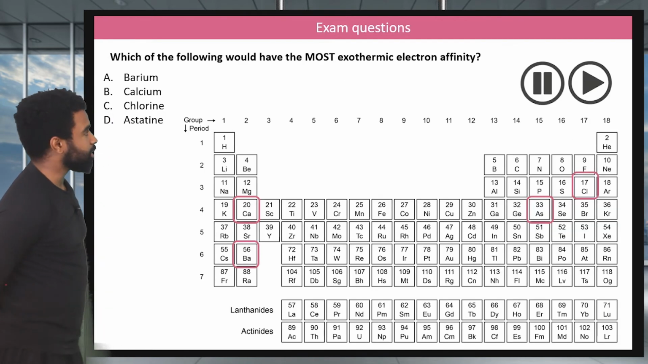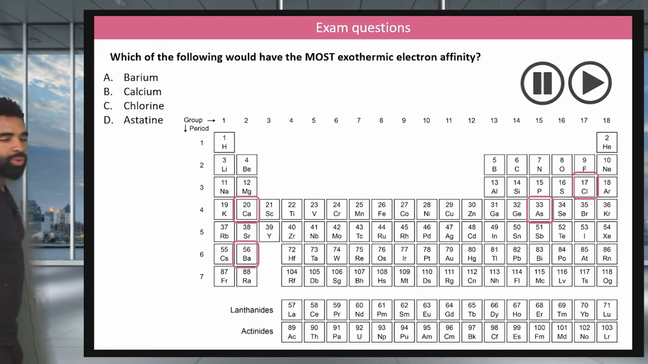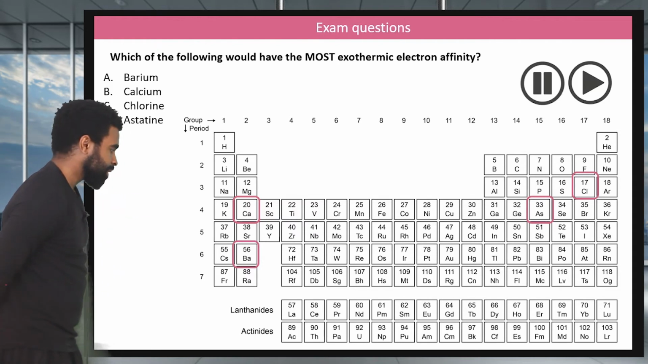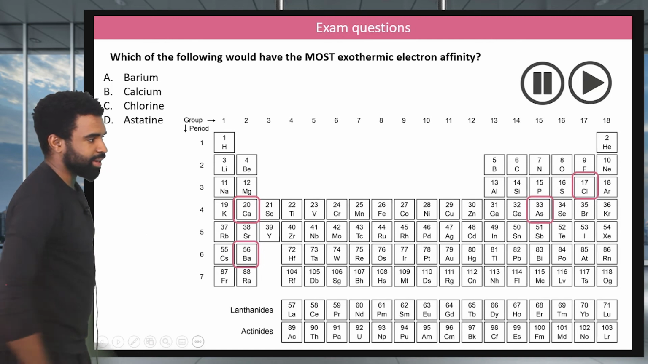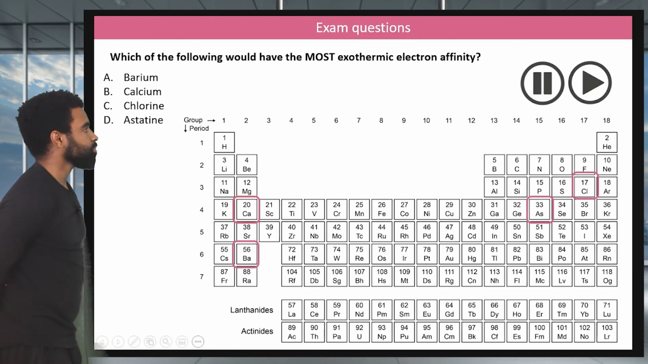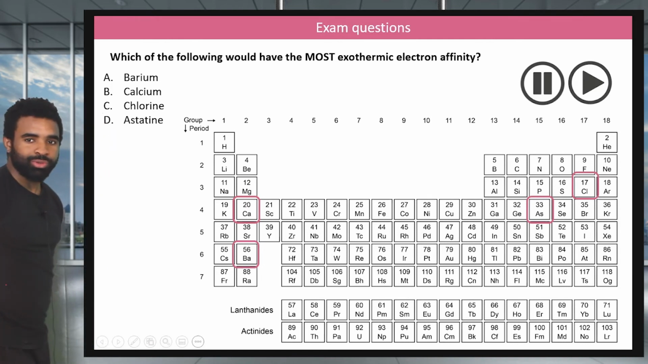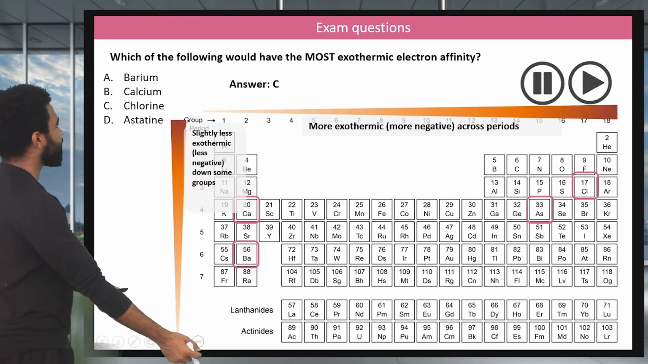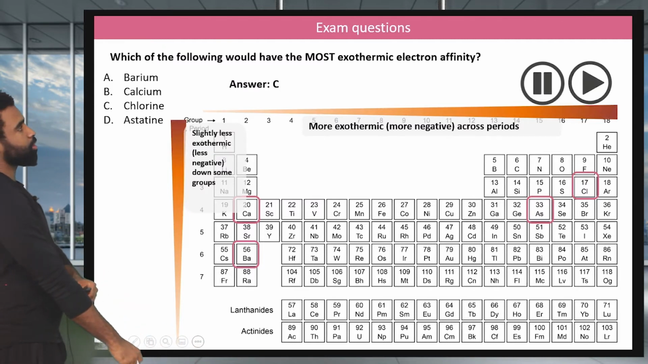Okay, here's another one. This would be a paper 1 question. Pause the video as always and think about how you would answer this one. It asks, which of the following would have the most exothermic electron affinity? I've circled them for you, although you should recognize your symbols by now. In 2 seconds, I'll show you a clue, and then here is the answer. The answer is C, okay? So chlorine should have the most exothermic of all of them.